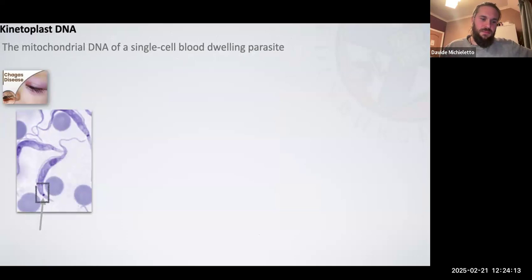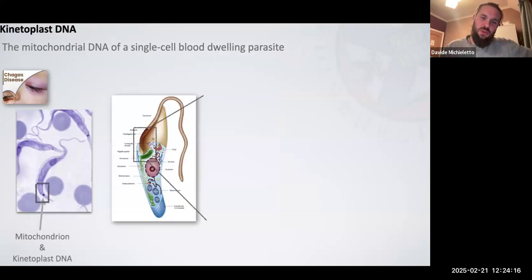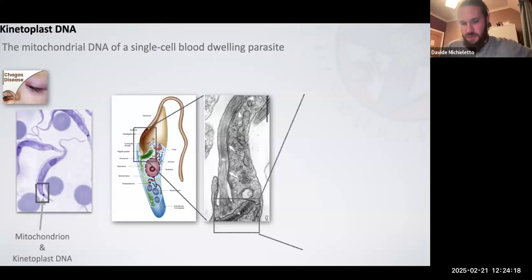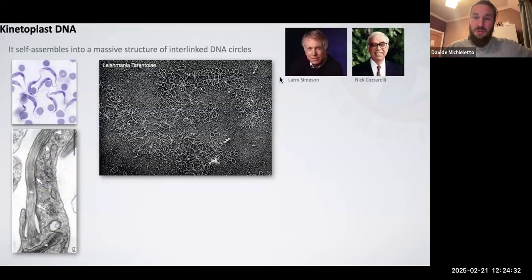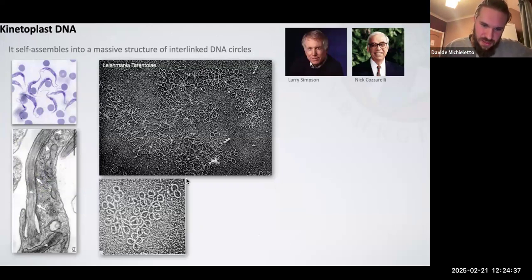And so people were interested to look at this structure, and don't ask me why, to be fair, because there are so many structures that one could have looked at, but people started to look at this. So you extract this structure from the parasite, and you spread it on a grid, and this is what people have found. In particular, Larry Simpson was the first to do that. This is a zoom in of Leishmania tarentolae. It's a trypanosome. And what you see is that this genome is not really made of long strings of DNA. These are circles of DNA.